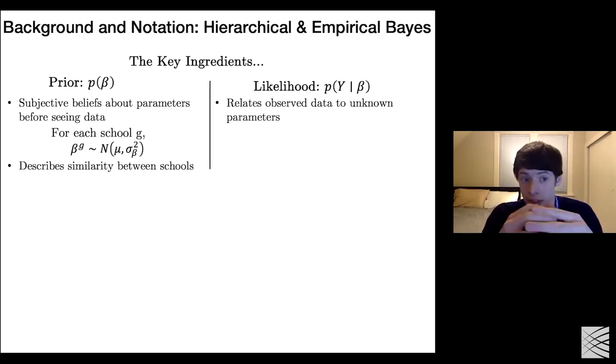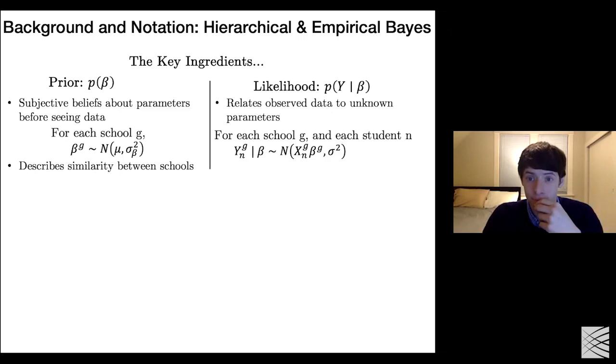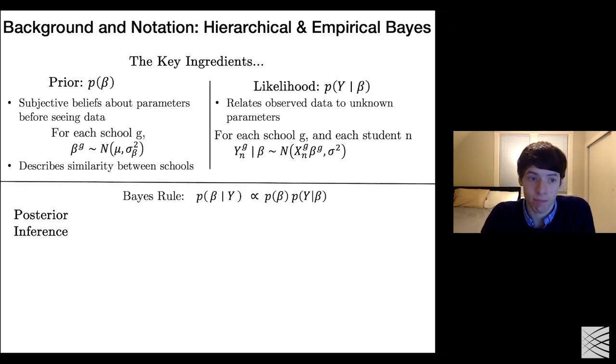The second ingredient is the likelihood. This is relating the observed data to the unknown parameters, and I'm writing this as P of y given beta. This comes directly from our assumed distribution on this residual epsilon. It tells us that conditionally on beta, each of the y g n's is distributed normally with mean given by this effect if we're in the after-school program, again with this variance sigma squared.